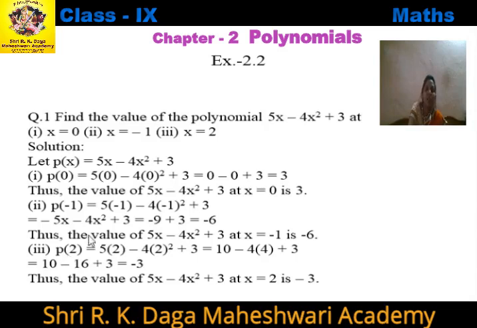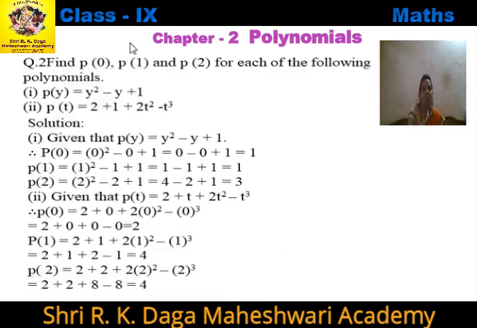Now the third value of x is 2. So in this polynomial we will put x equal to 2. So p of 2 equal to 5 into 2 minus 4 into 2 square plus 3, which is equal to 5 2s are 10 minus 4 into 2 square. 2 square is 4, so 4 4s are 16 plus 3. Now 10 minus 16 plus 3, when we solve this we get minus 6 plus 3, which is equal to minus 3. Thus the value of 5x minus 4x square plus 3 at x equal to 2 is minus 3.